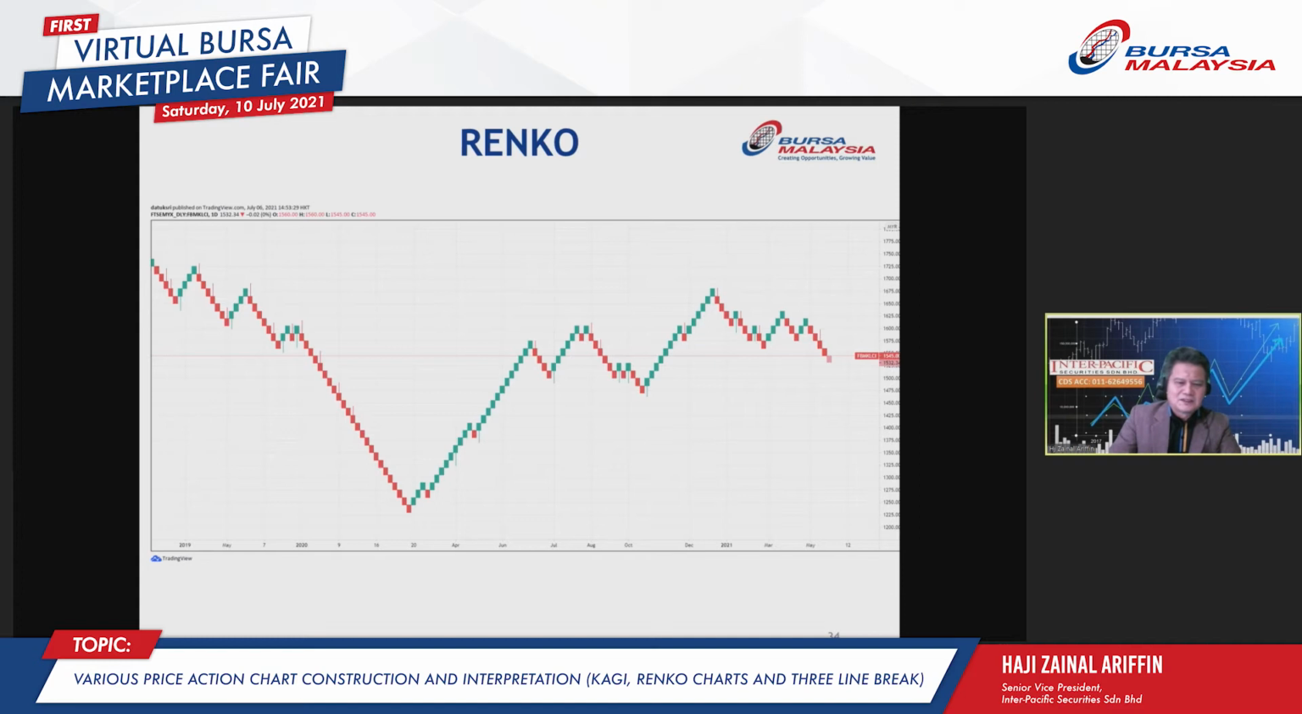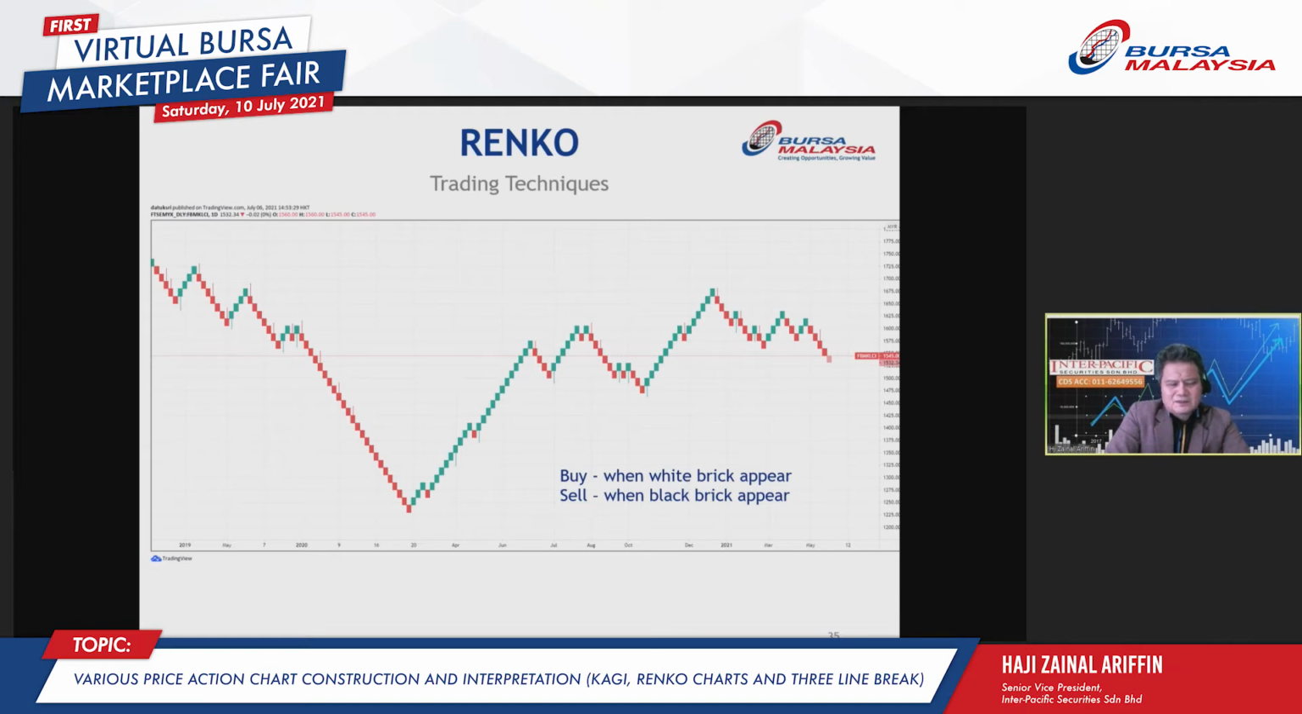So how to use it is very simple: buy when the white brick or the green brick appears, and sell when the black brick or the red brick appears. Black is down, white is up, green is up, red is down. It's the same thing. The only difference is that here we use color, so it's easier for us to visualize. Previously, this was a black color.